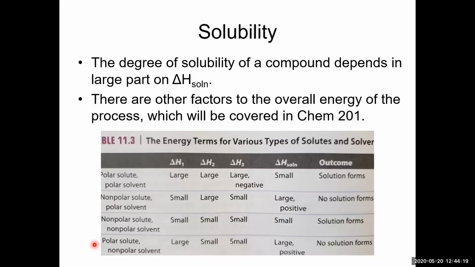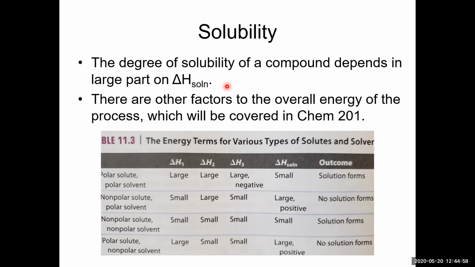Okay, so this kind of says what's going on here in that why certain things dissolve in certain solvents and others don't. What is solubility all about? The degree of solubility of a compound depends in large part on that delta H of solution. Energy is what's driving this. So if your delta H solution is positive and endothermic, it's taking energy in from the surroundings in order for the substance to be dissolved. So if the solution is cold when you make the solution, it's taking energy in from the surroundings to do that.